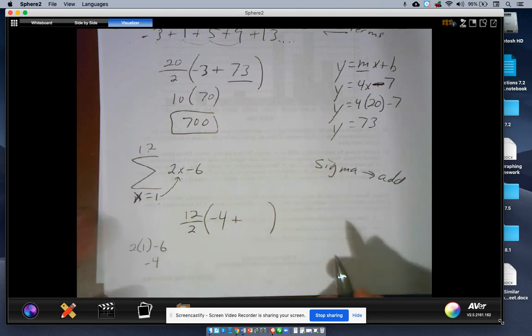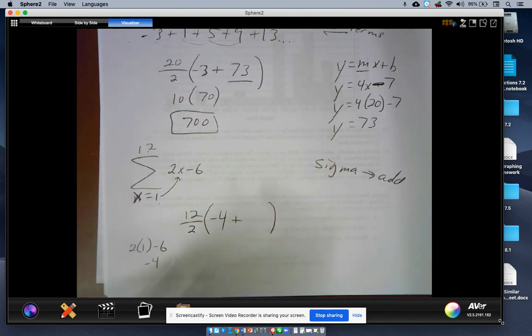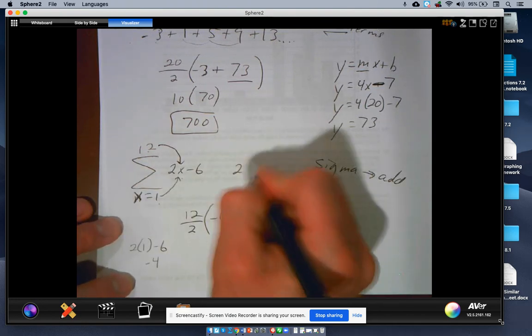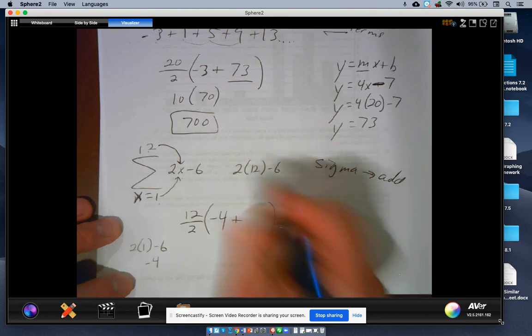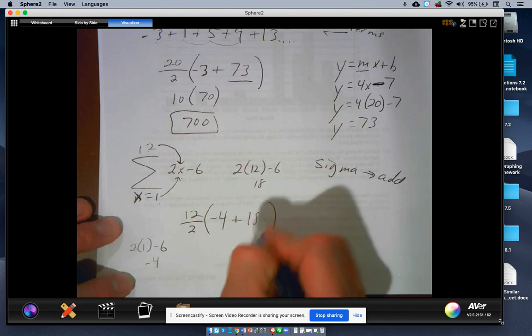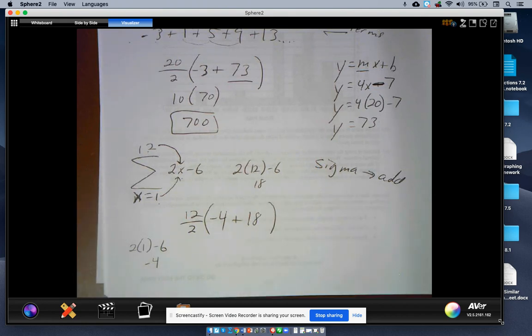Plus my last term. My last term is when I take 12 and put it in there. So 2 times 12 minus 6. 24 minus 6 is 18. Again, if I go fast, pause, back up, have me say it again, and it should make more sense.